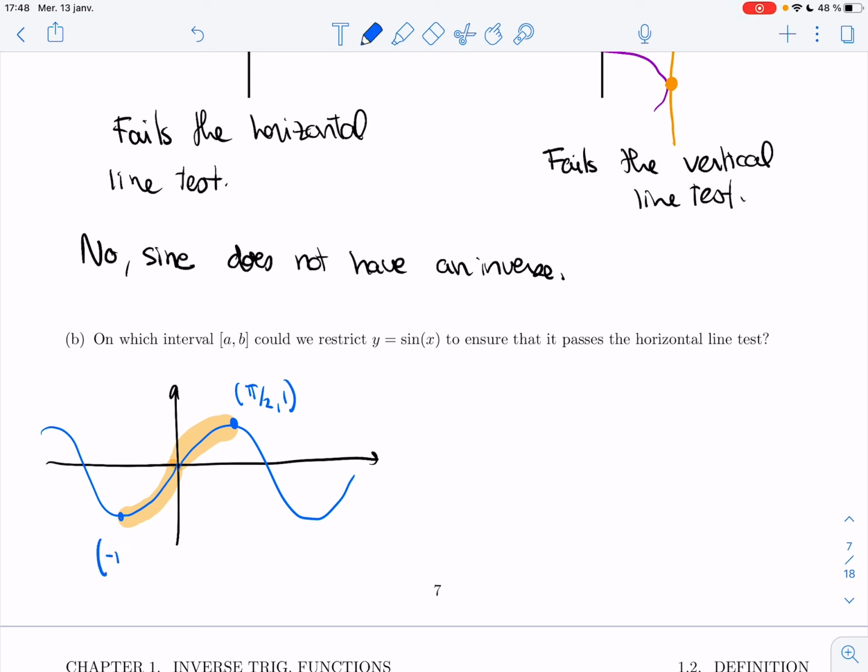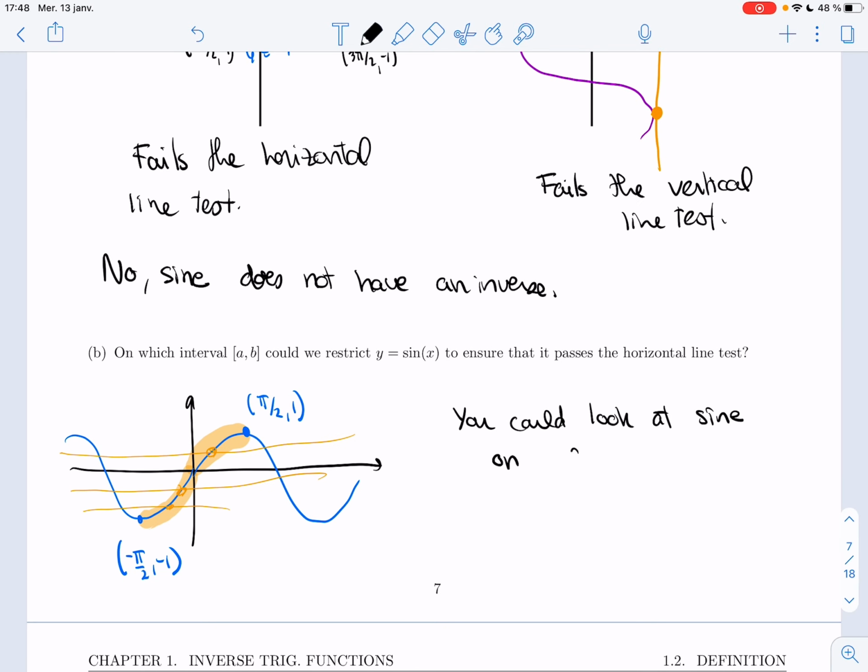Here I'd have minus pi on 2, minus 1. I can go all the way here, and if I only look at that orange bit, any horizontal line would hit this graph only once. And so I would restrict to minus pi on 2, pi on 2. Then it would pass the horizontal line test and you would have an inverse.